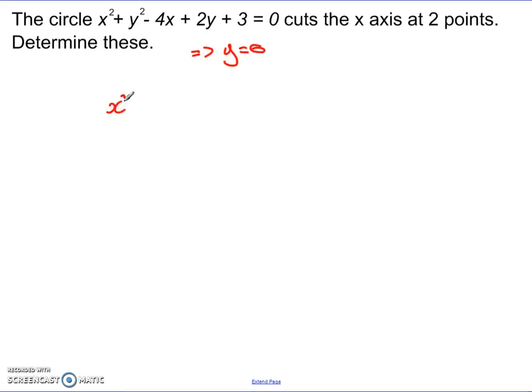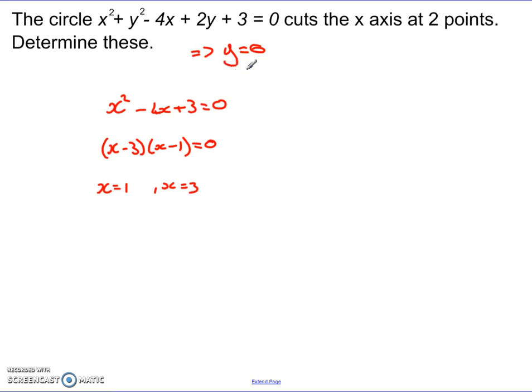So what I then get is x squared minus 4x plus 3 equals 0. If I solve this, then I should be able to get my 2 points. So if I take this, factorise it, I get x minus 3, x minus 1 equals 0. So from that, I know that x equals 1 and x equals 3.